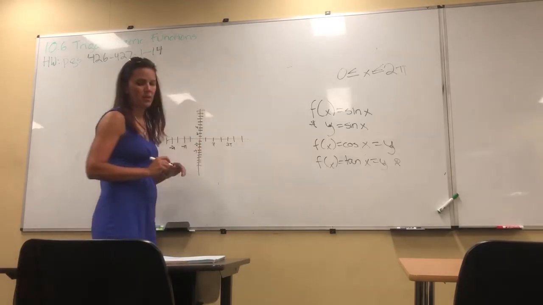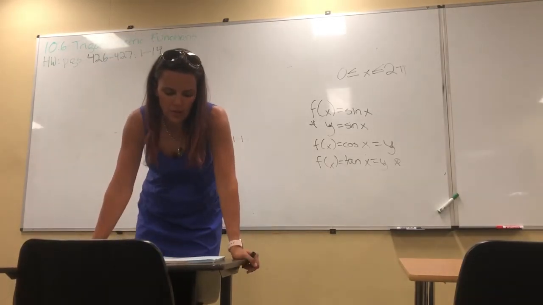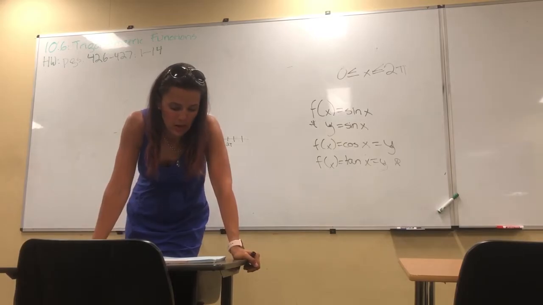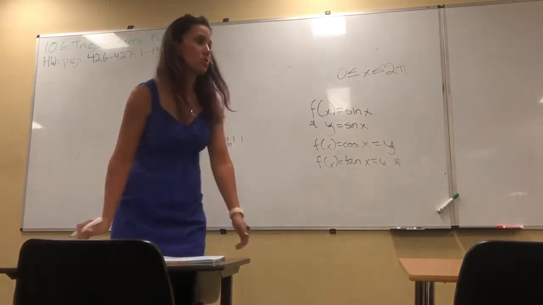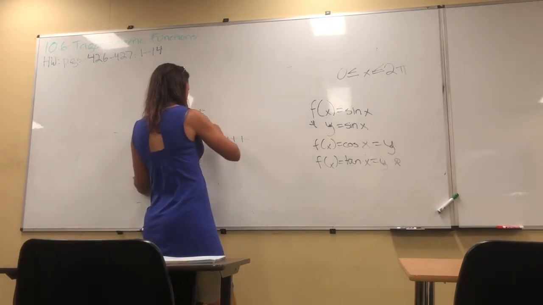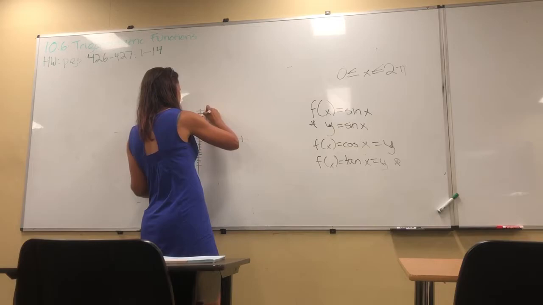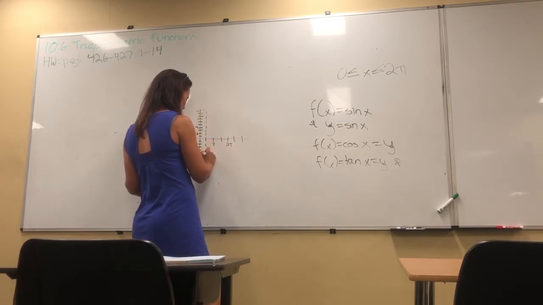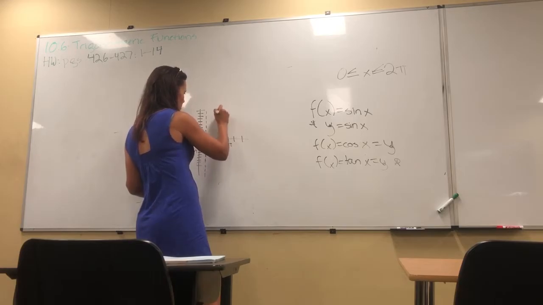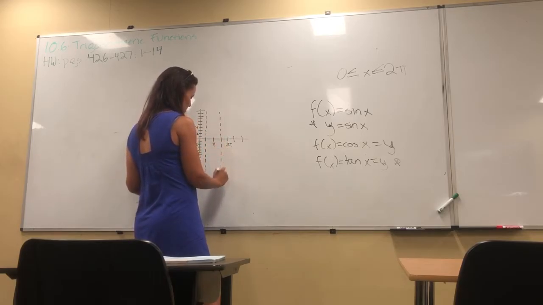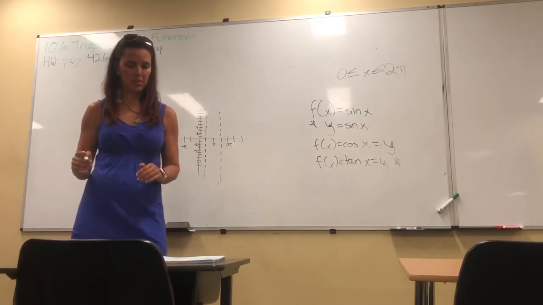Negative 4, okay? So what is our graph going to look like for that? Now, look at page 426 at the very top. You're going to see that at pi over 2 and at 3 pi over 2, there are asymptotes. Remember what asymptotes are? They are a line that your graph is constantly approaching, but never actually gets to. Okay, so there's going to be asymptotes there.